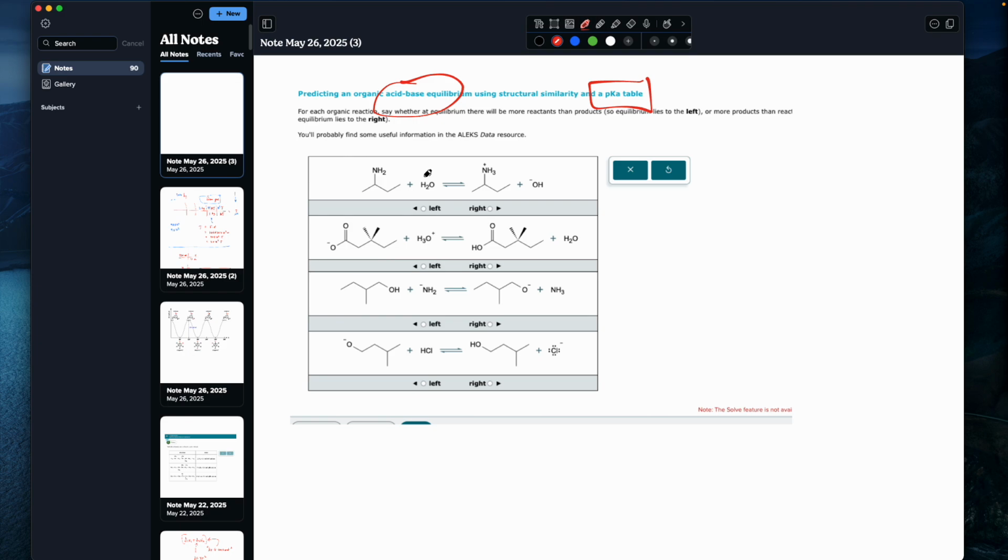Pardon the background noise. I got a piece of something in my keyboard. Okay, I think that's gone.